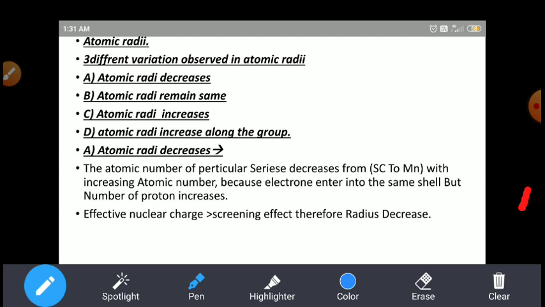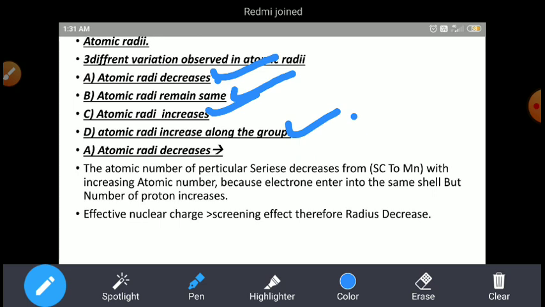The atomic radii of the d block elements. Four different variations are observed in the atomic radii: atomic radii decreases, atomic radii remains the same, atomic radii increases, and atomic radii increases along the group. These are the four variations we have to observe in the d block elements along the period and along the groups. So let's discuss the first one.